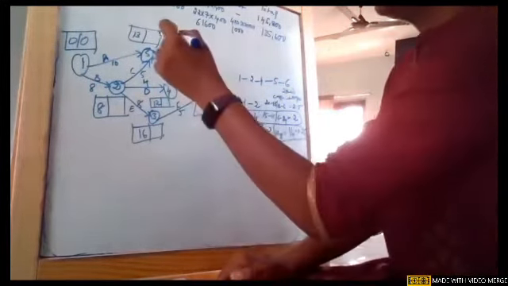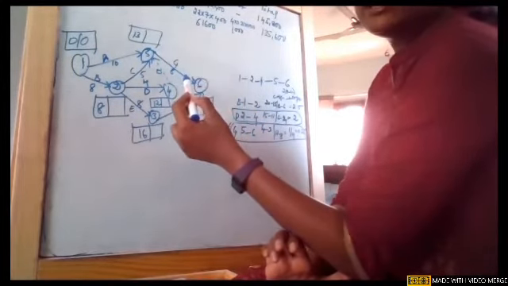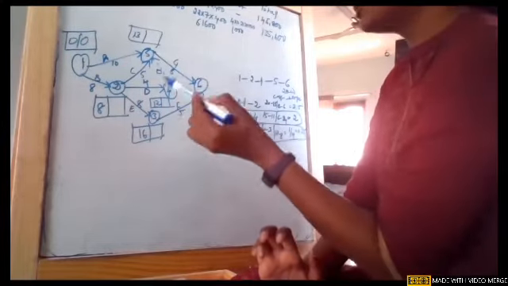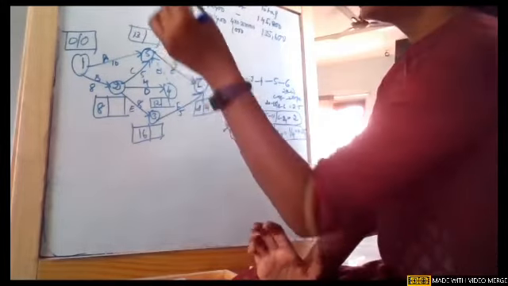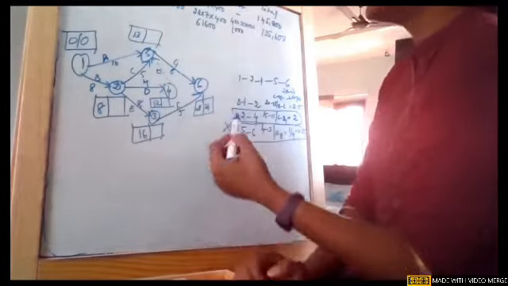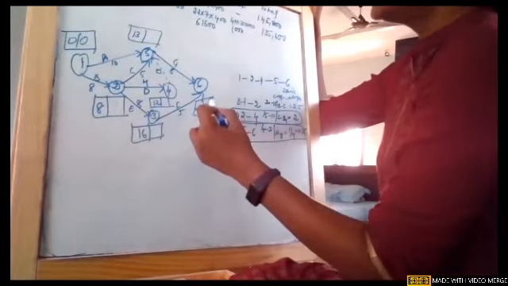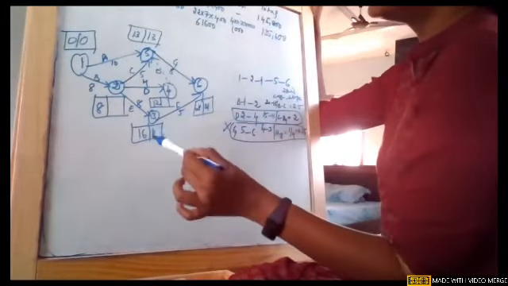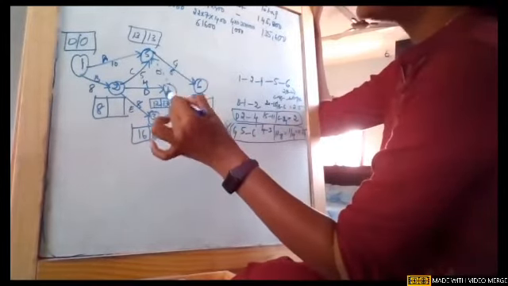And then near node 6, there are 2 arrowheads. 13 plus 8, it is 21. Am I correct? And 16 plus 5 is also 21. So both are giving 21. Then again, we'll find out the latest times. 21 minus 8, 13. 21 minus 5, 16. And node 4, 13 minus 0, it is 13.